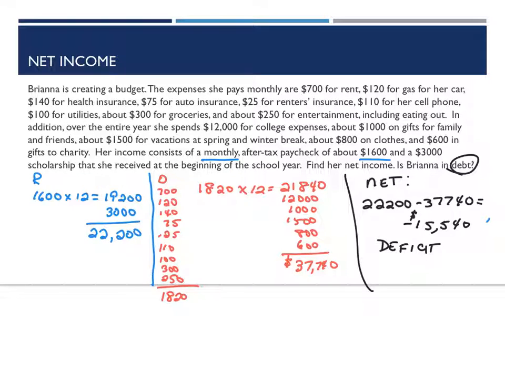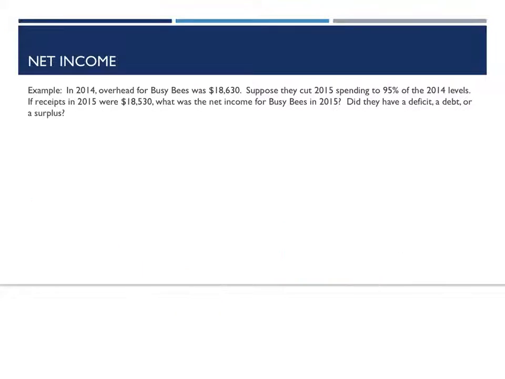Businesses do this, especially from season to season. Somebody whose business is booming in the summer, and they operate at a deficit during the winter months, but it would even out over the course of a year. In this case, we're just assuming that Brianna has some nest egg that she's using before we would infer that she actually has a debt.